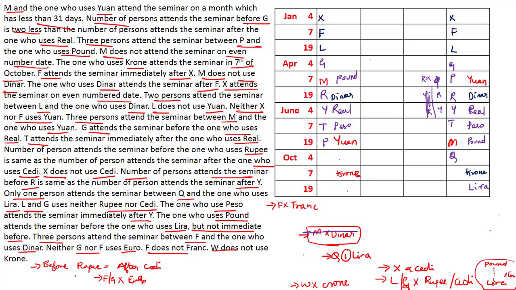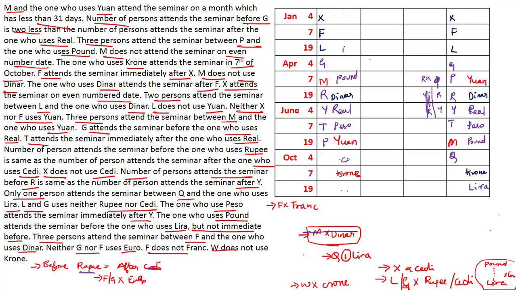Now the next one is, before rupee and after cedi, the same gap should be there. If I place rupee here, after cedi we can very easily place. If cedi is placed here, there is no person after cedi, so there will be no persons before rupee as well. So rupee can be here, cedi can be here. In the same manner, if I place cedi here, there are two persons after cedi, so there should be two persons before rupee. So 1, 2, rupee can be placed here.